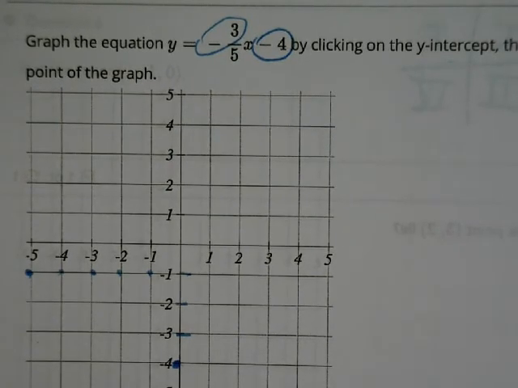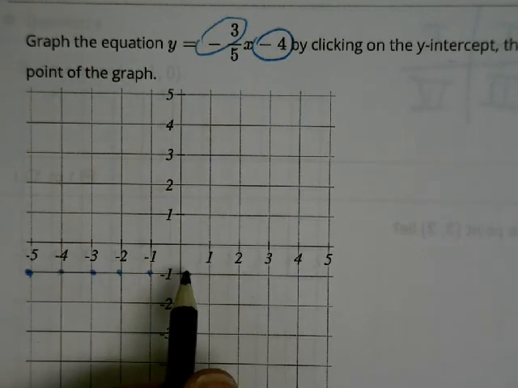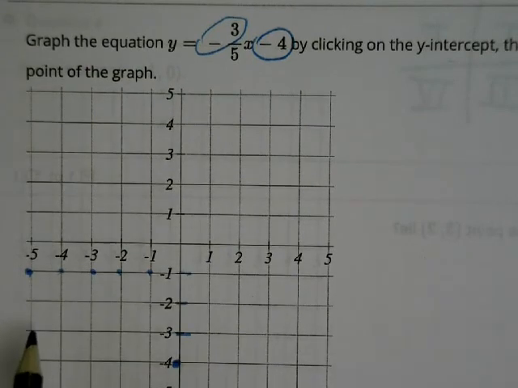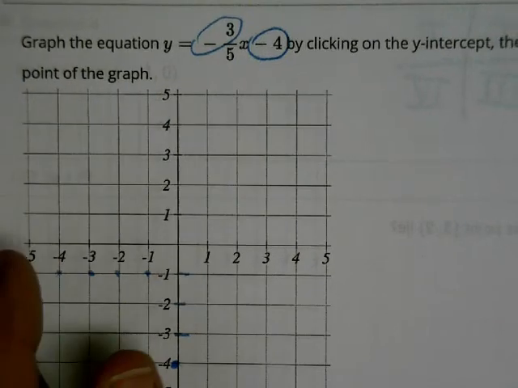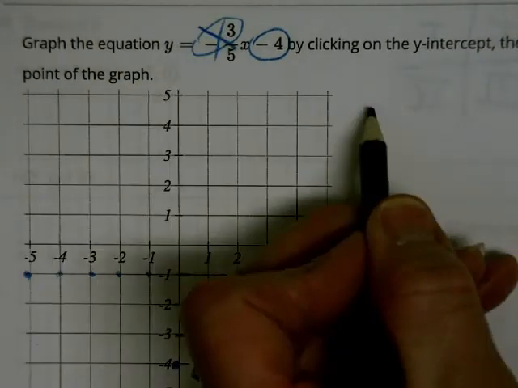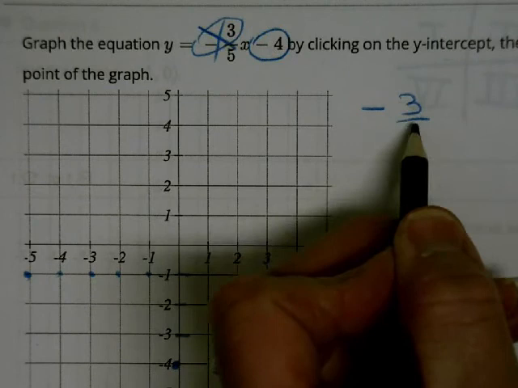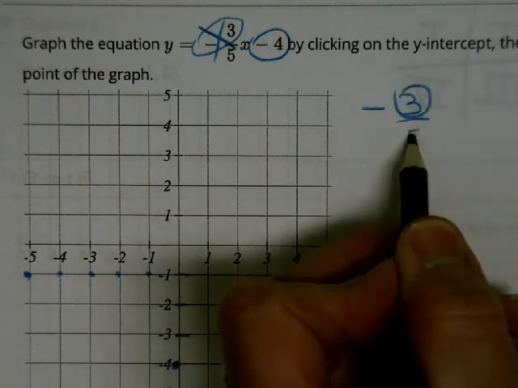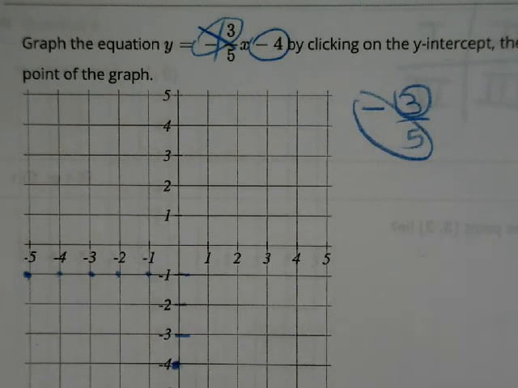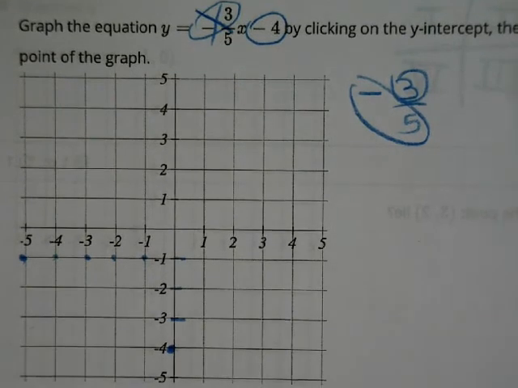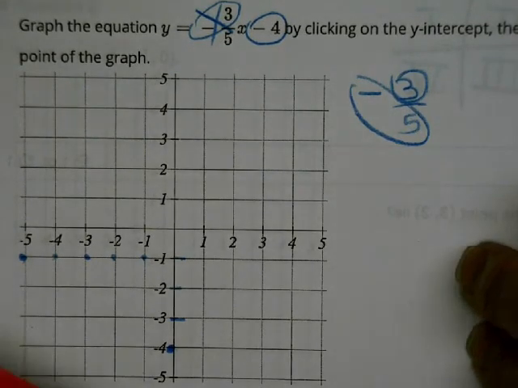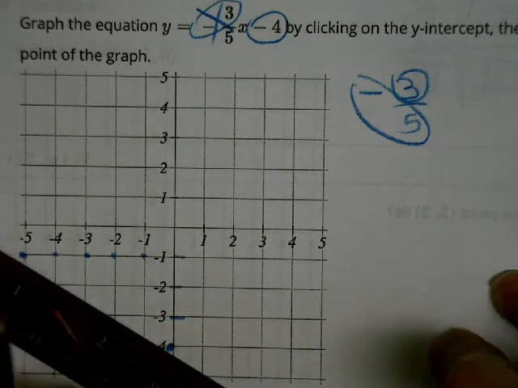Okay? Yeah, as long as one of them is going negative. So since I can't go down 3, I can go up 3 and then down 5. Okay? So that was a good question to have.